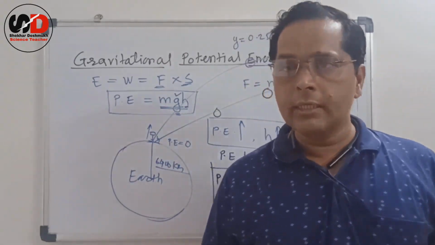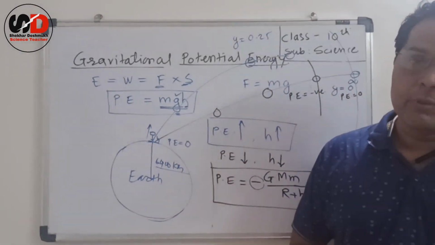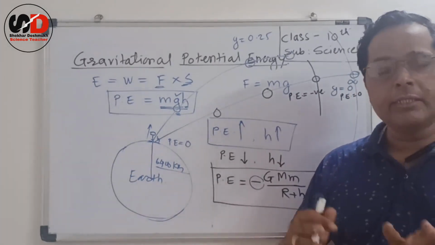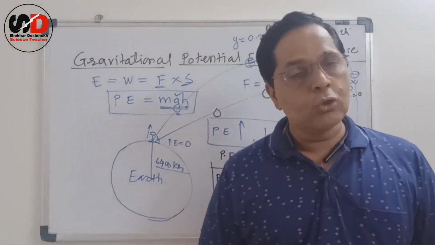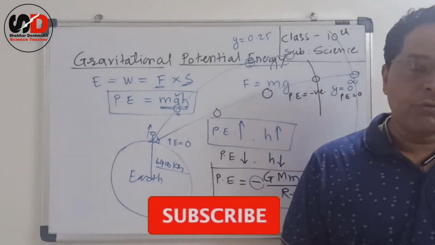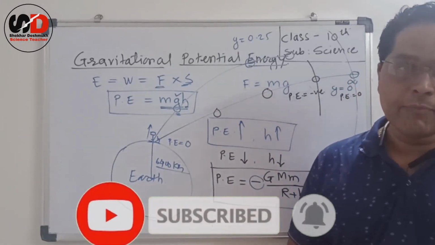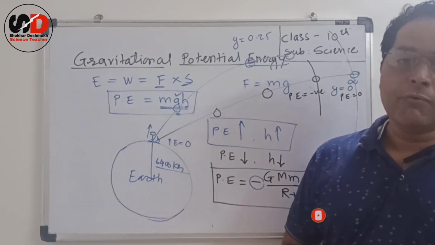So students, here we stop. These two articles that we have seen, free fall and gravitational potential energy. In the next video, we will complete this chapter. The last article is there only, and that is nothing but escape velocity.